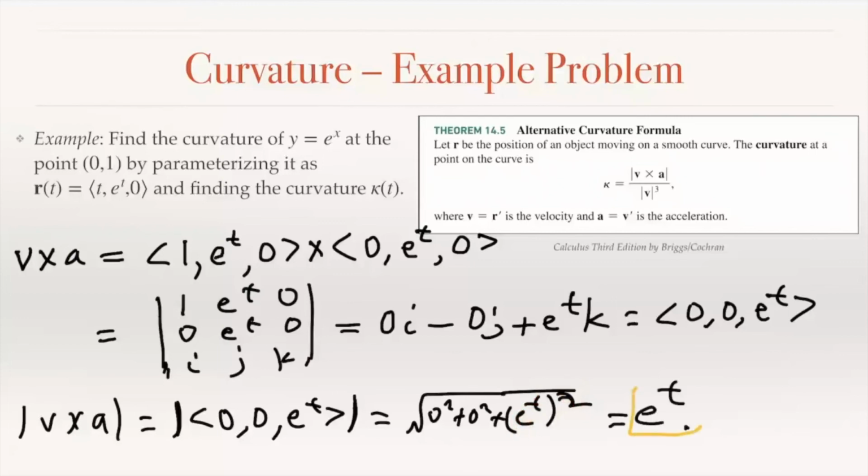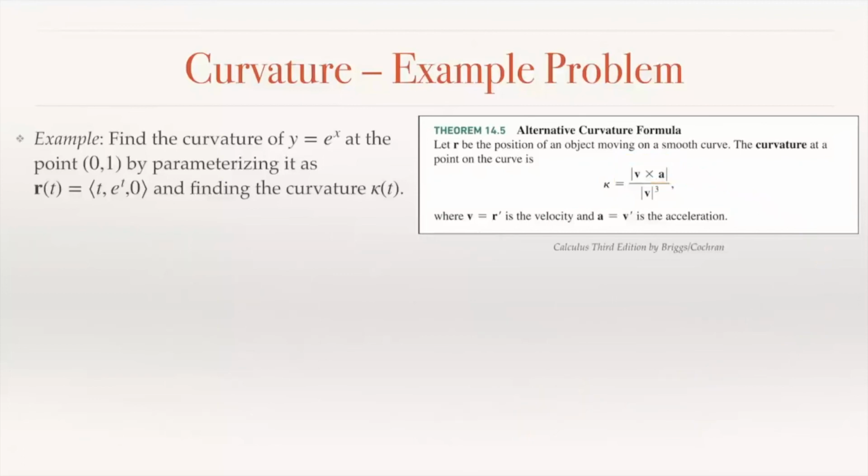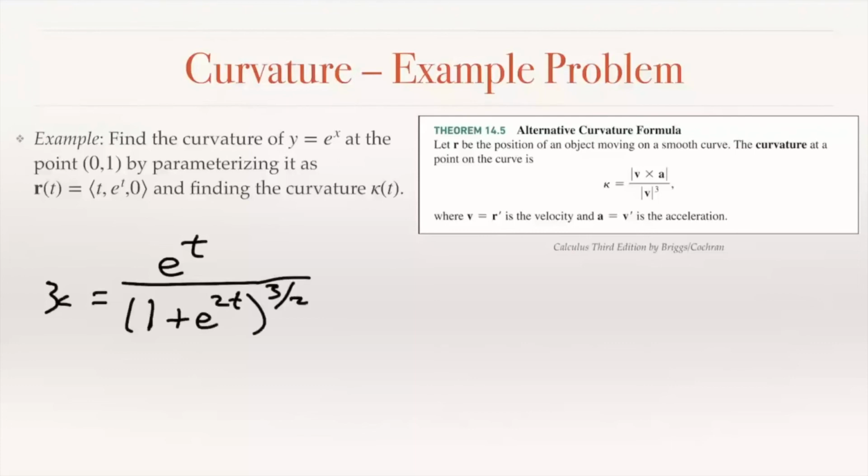Okay, so now we found the numerator, and we already found that denominator. So now we're good to go. We have found that the curvature kappa is e to the t over that denominator, 1 plus e to the 2t to the power of 3/2, is what we found.